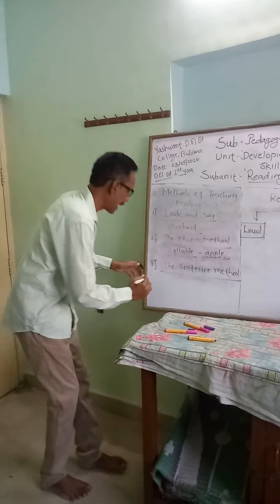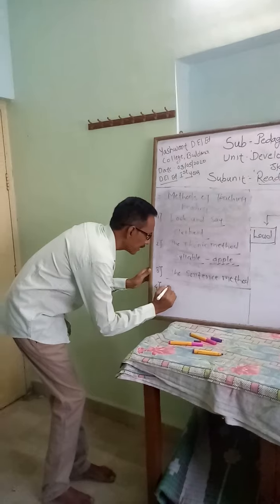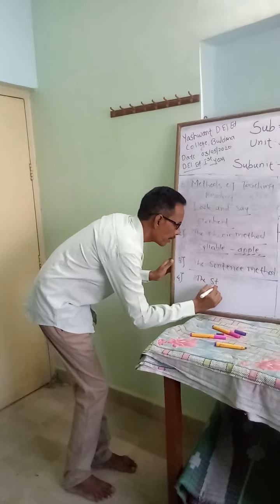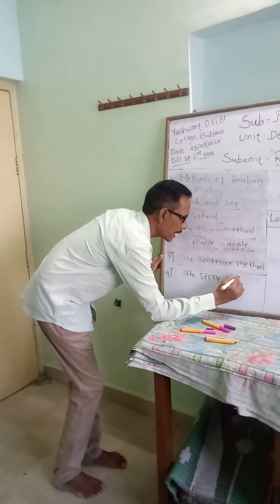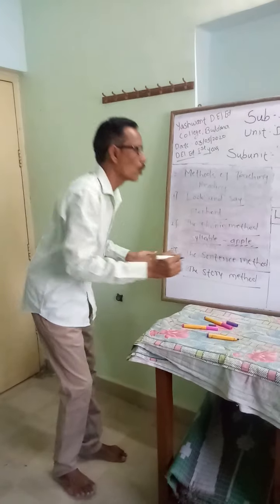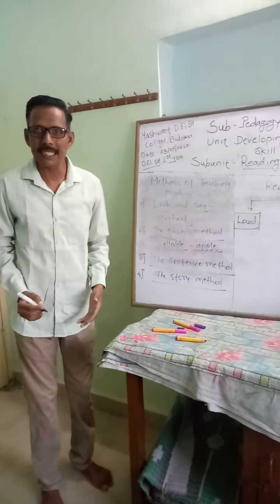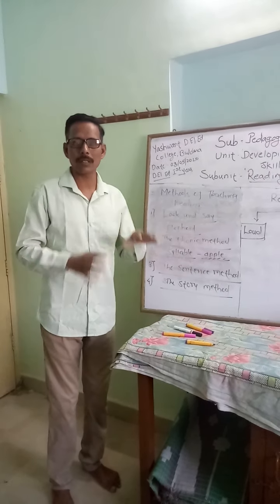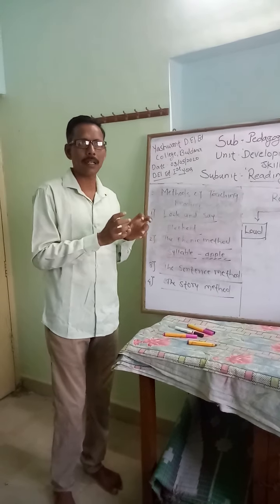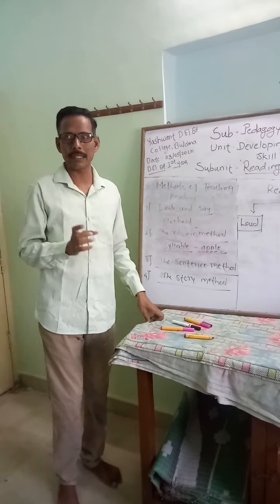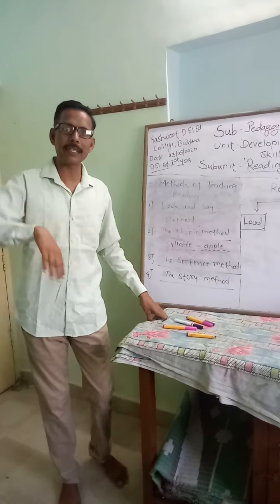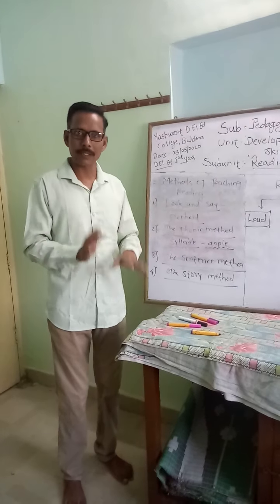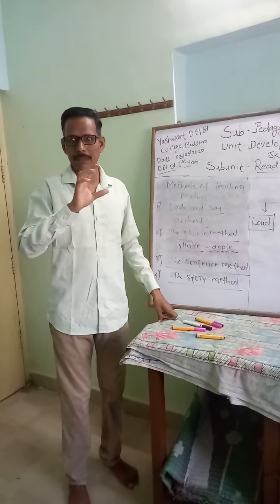Keep it in mind. And the last method of teaching reading is the story method. With the help of a story also, we can develop our students' reading skill. In a story method, there are some passages, or a description of a specific incident or event which happened in the past, and we have to tell that in the class in the form of a story.